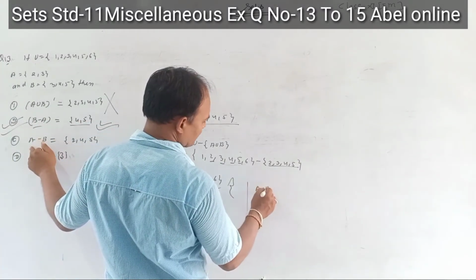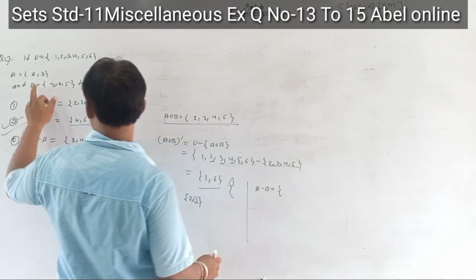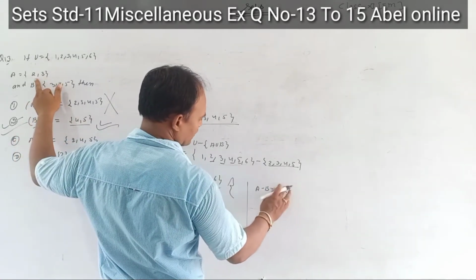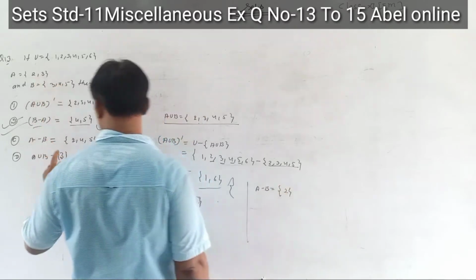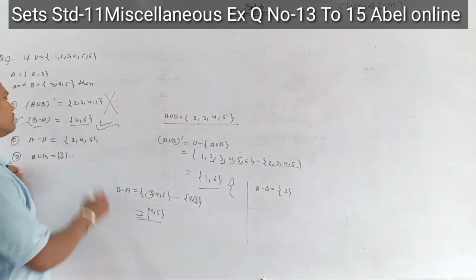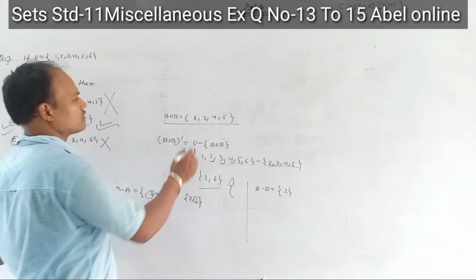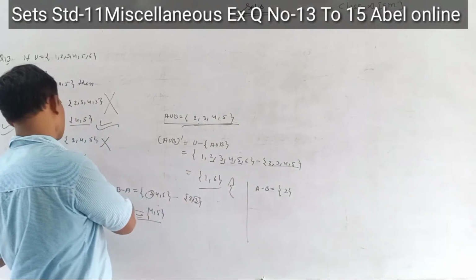A minus B is all the elements of A, 2 3, minus B. 3 is common, so the remaining part is 2. So A minus B is equal to 2. It is not right when it says 2 4 5. It is not right. A union B is 3? A union B is 2 3 4 5, so it is also not correct.